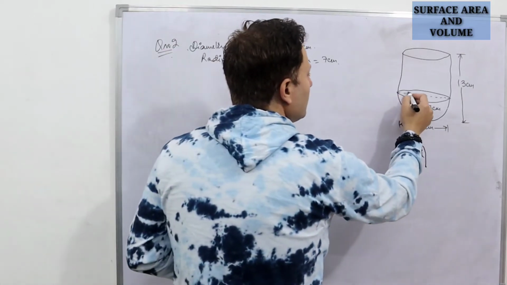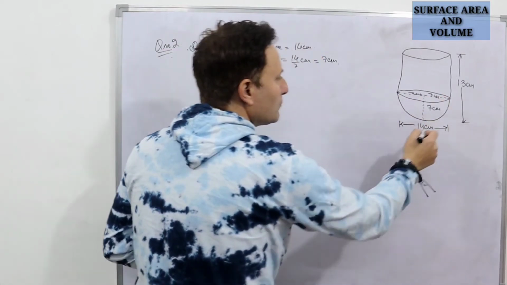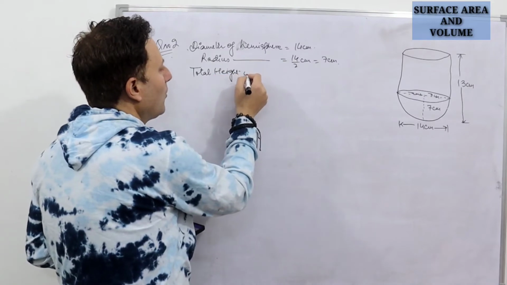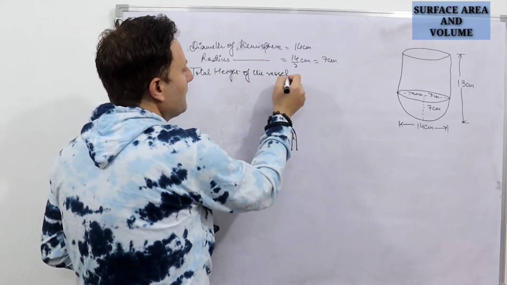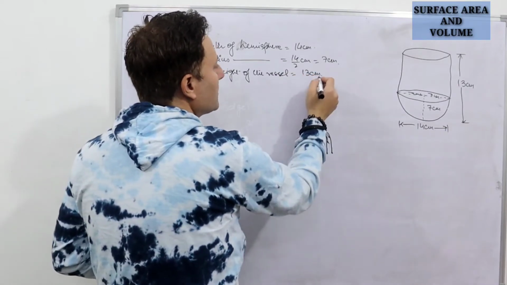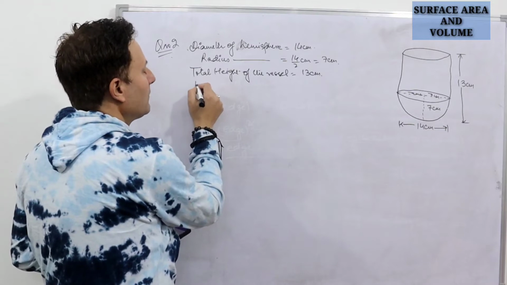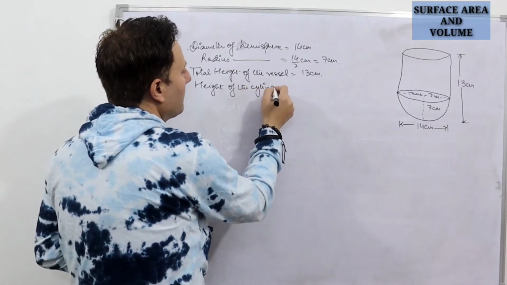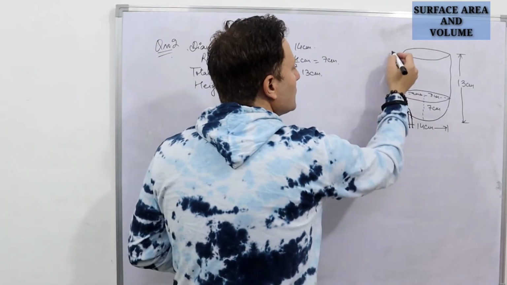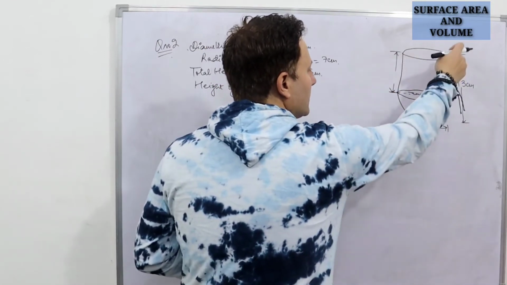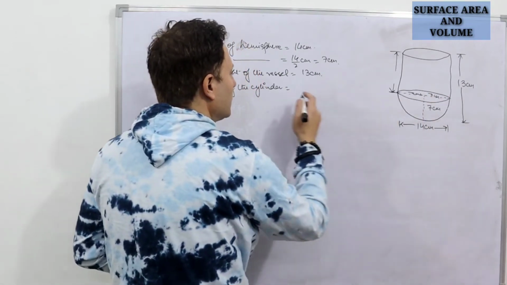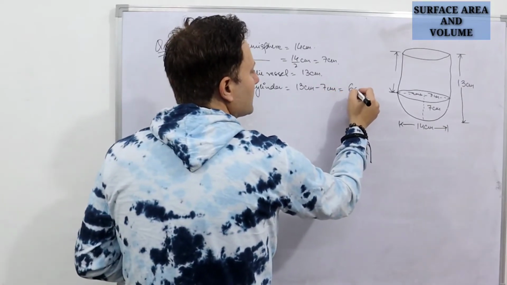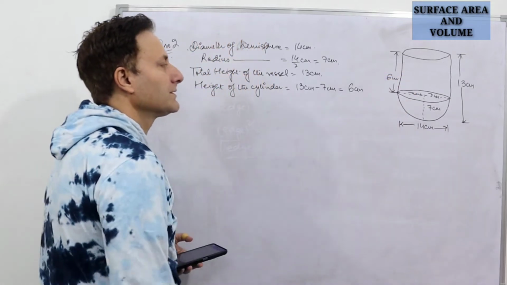Now if this is 7, this is 7, and this also will be 7. Now, one more thing was given, that is total height of the vessel. It was 13 centimeter. Now, if we talk about just the height of the cylinder, obviously that will be till here. So we are looking at the actual height, that is 13 centimeter, and this height is 7. So I'll just deduct 7 from 13 centimeter, that becomes 6 centimeter. So this is the height of the cylinder.